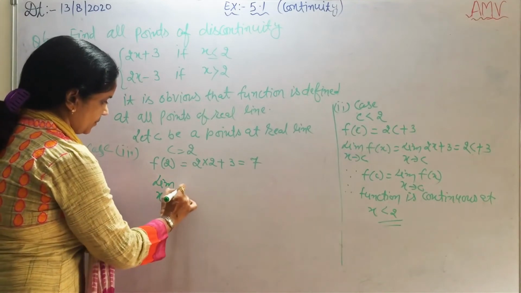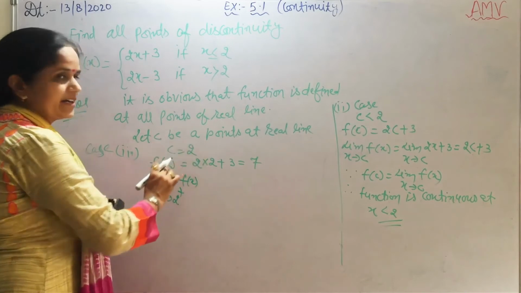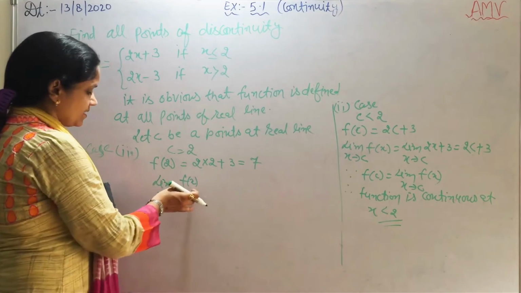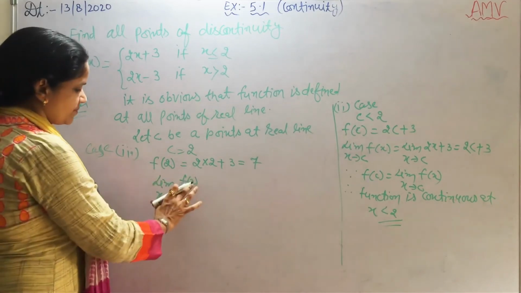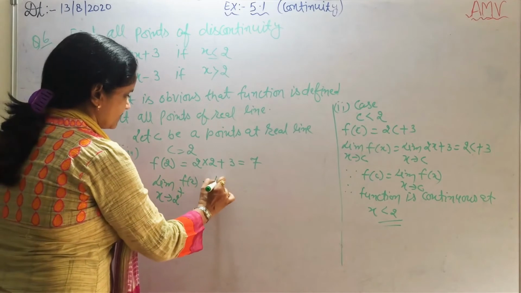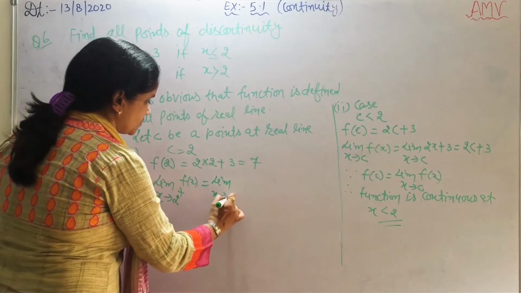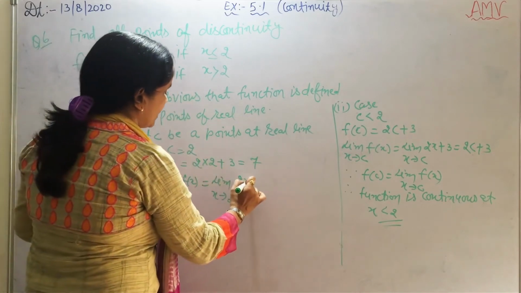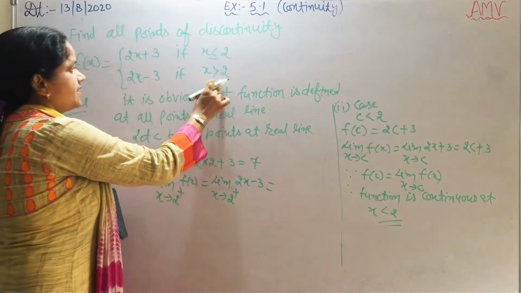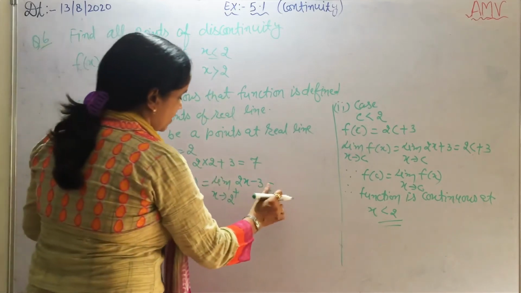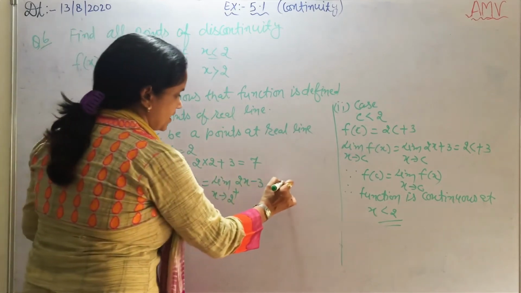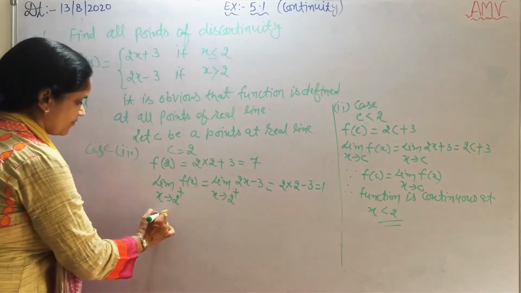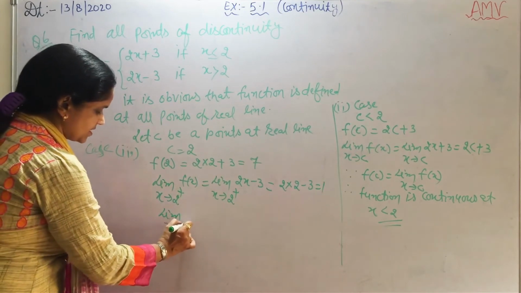Now find the limit x tends to 2 plus f(x). Students, we are finding the limit at point c is equal to 2. So you can write c or x, anything in place of x, and it is limit x tends to 2 plus f(x). We have to take 2x minus 3, since here x is greater than 2. Now write 2 in place of x. It is 2 into 2 minus 3. It's 1.